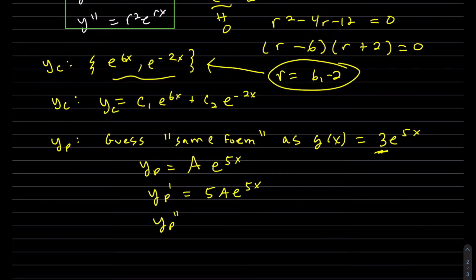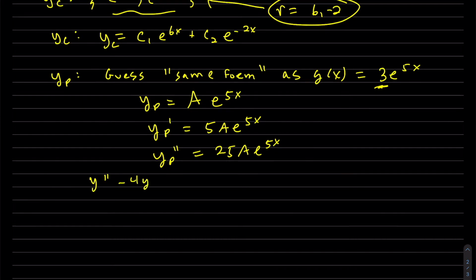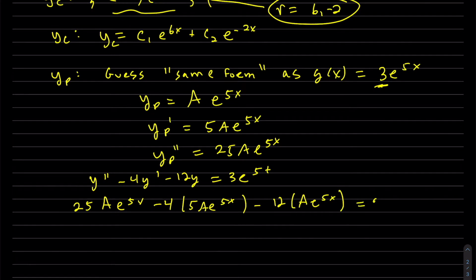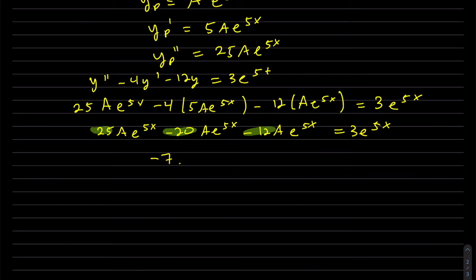And our second derivative. And let's plug it into our equation. So our y second derivative is 25 A e to the 5x. So let's simplify the left side, and then we can equate coefficients. So adding these numbers up, 25 minus 20 is 5 minus 12. That adds to minus 7. They're all the same term.